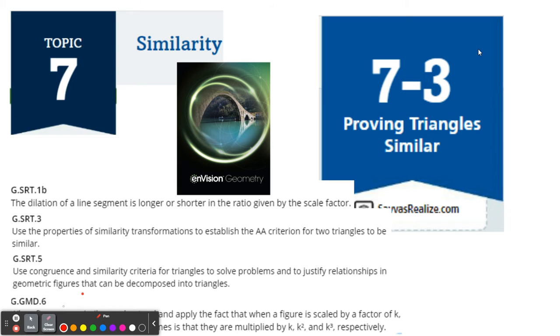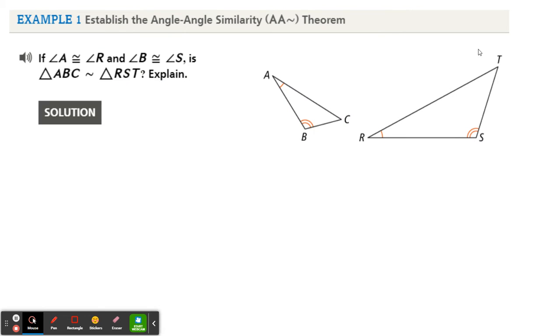So let's take a look at the first one. All right, so it says establish the angle-angle similarity theorem, right? This is going to be AA similarity. This is going to be one of our ways. So we want to say if angle A is congruent to angle R and angle B is congruent to angle S, is triangle ABC going to be similar to triangle RST?